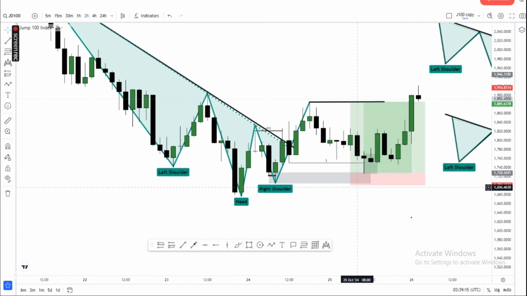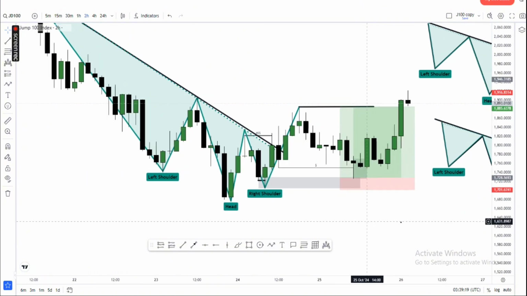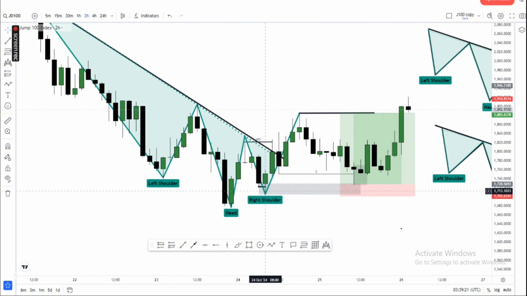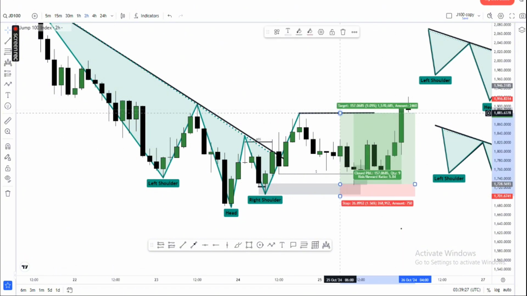So in this case, this would have been how you would have taken this trade. This was scenario one. You would have framed it off that low that caused this break right here, and you can see nicely I was just targeting this high right here. So this was a beautiful trade.